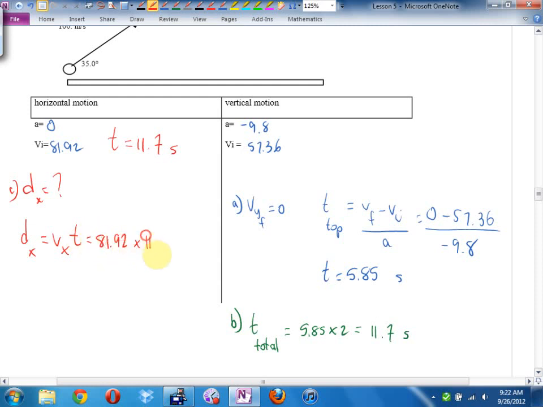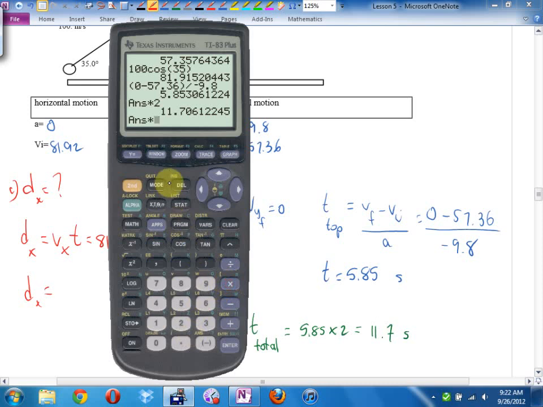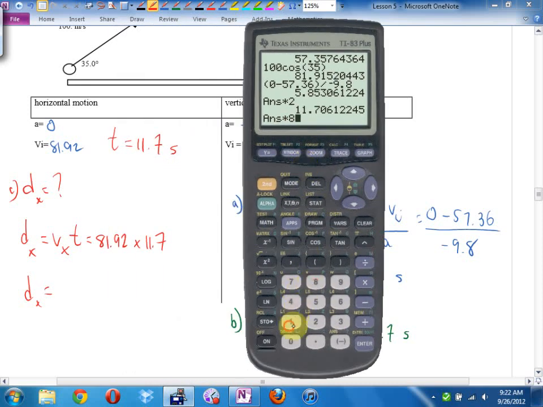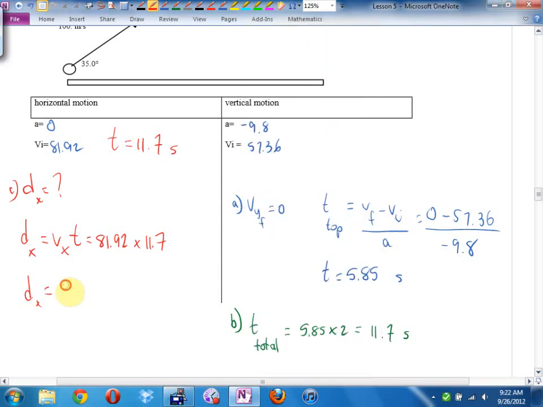It's going to be 81.92 times 11.7. Conveniently, I have this number still stored on my calculator, so I'm just going to go times 81.92, and I get 959. Because this is a final answer, I'll go to 2 or 3 sig figs. Yes, I'd also take 960, but 959 meters. Wow, almost a kilometer. That's a chunk of distance.